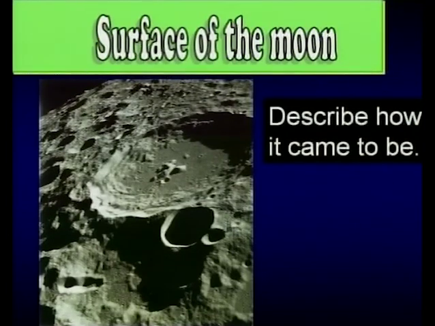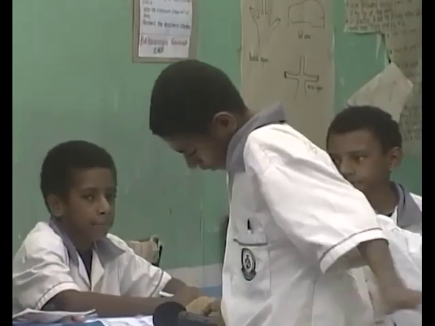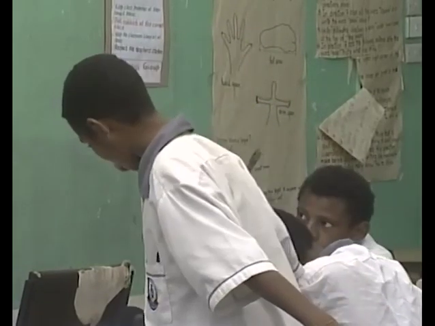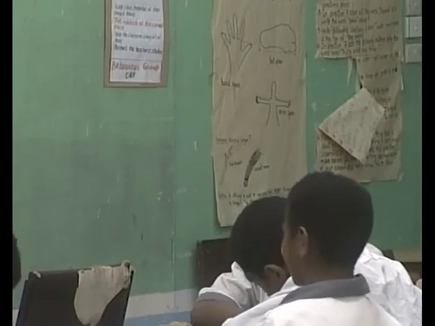Right, let's have Jason tell us what their group have discussed about the picture of the surface of the moon. Jason? Thank you, Jason. By the heat of the sunlight. By heat of the sunlight, very good. Thank you for the answer.